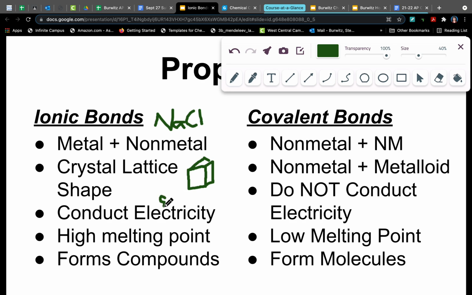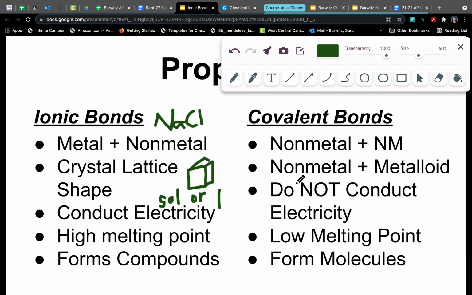So I would say make sure that you write solution or liquid. L is acceptable. They have high melting points. So think about it. You cannot melt salt on a stove. Okay, you need something like a blast furnace or a forge to melt it. And then they form what we call compounds. Okay, don't ever refer to an ionic compound as having molecules. They do not form it.